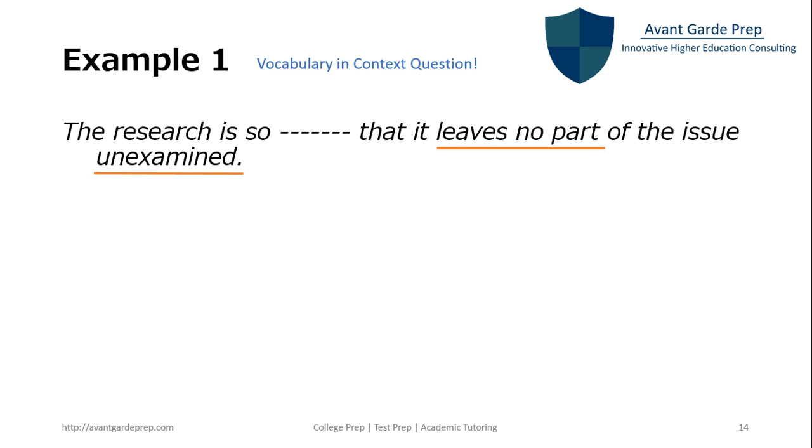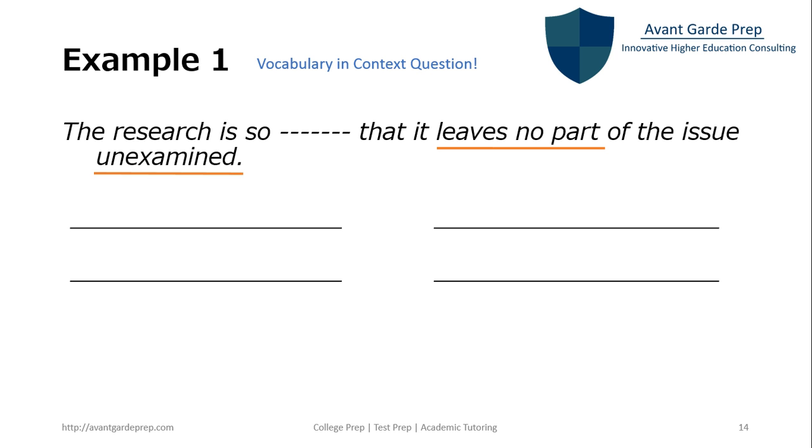Now, you might not have time to do this sort of activity on the day of the test, but especially as you're practicing, this might be a good activity for you to use. You can draw 4 blanks underneath the question, and before you even look at the answer choices, try to brainstorm your own words that you would insert into the sentence. So the research was so blank that it leaves no part of the issue unexamined. What words could we come up with that mean the same thing as leaves no part unexamined?